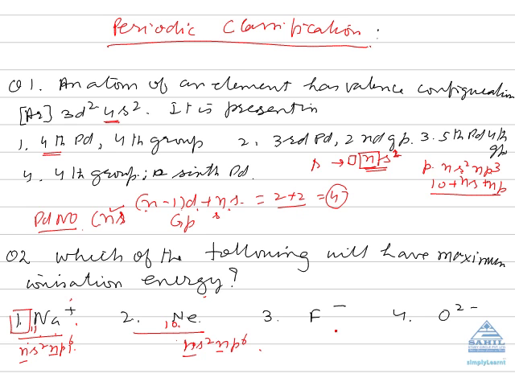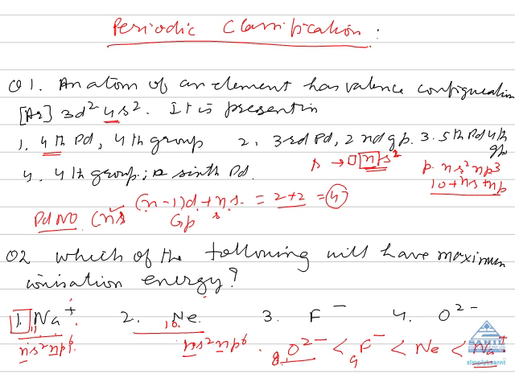In this case, all the 4 species are isoelectronic. So in this case, ionization energy will be minimum for oxide because it has got the minimum nuclear charge. Then for fluoride, which has got more than this. Then for neon, and lastly for sodium, that is sodium ion has the maximum.